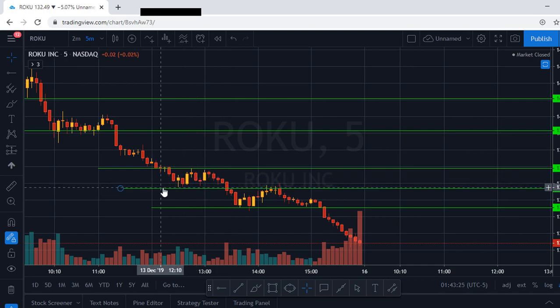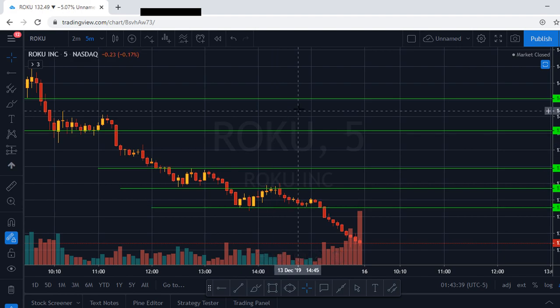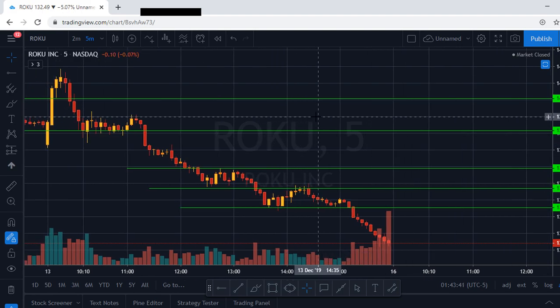Once another support level is broken, it is going to be clear that it's going to test another support level or new lower lows. Again, lower lows and lower highs is what we want in a downtrend, and higher lows and higher highs in an uptrend. So that is how you're going to identify your entries and exits.